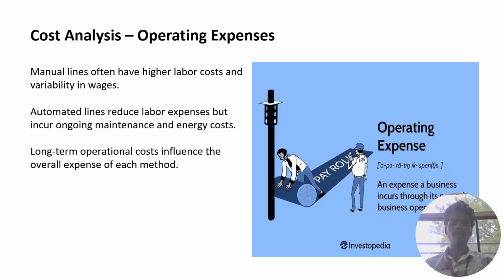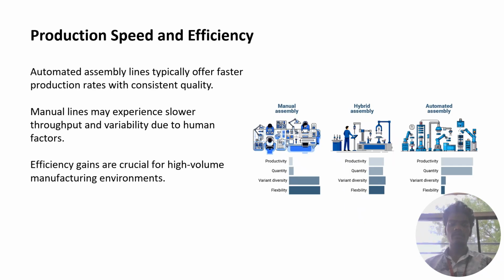Cost analysis: operating expenses. Manual lines often have higher labor costs and variability in wages. This is the operating expense figure. Automated lines reduce labor expense but bring ongoing maintenance and energy costs. Long-term operating costs influence the overall expense of each method.